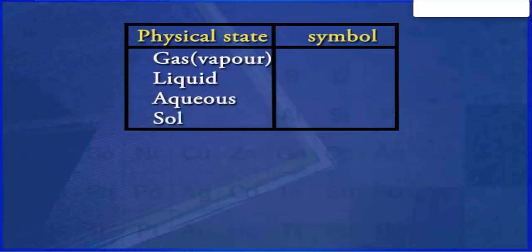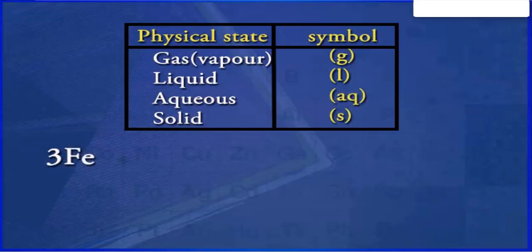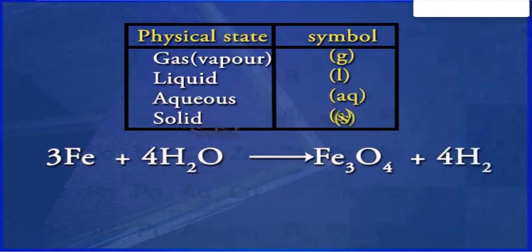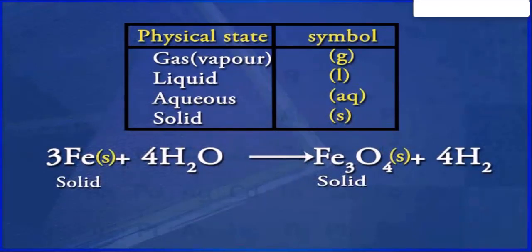The gaseous, liquid, aqueous and solid states are abbreviated as G, L, AQ and S respectively. This can be understood better with the help of an example. In the given equation, Fe and Fe3O4 exist in solid state, whereas H2O and H2 are in gaseous form.